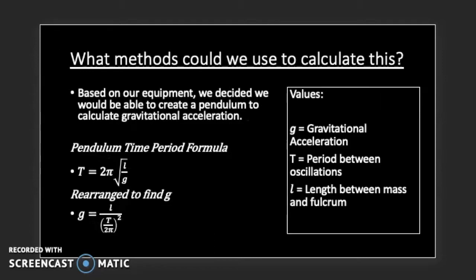So using this equipment, we decided we could make a pendulum, and we could use that to calculate gravitational acceleration using the pendulum time period formula. As you can see there, that's the pendulum time period formula, and we were able to rearrange that to solve for g. So all we had to do was find those values of T and L, which were the period between the oscillations and the length between the mass and the fulcrum.